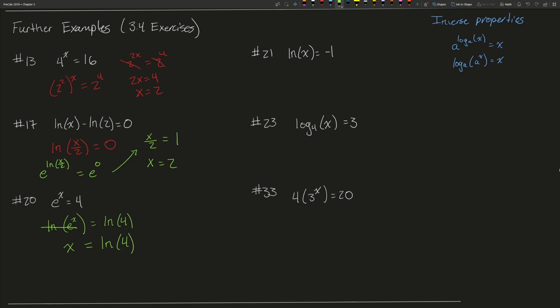Number 21, the natural log of x is equal to negative 1. In order to get rid of the natural log, we take everything as an exponent of e. So if we write that, we get e to the power of ln of x is equal to e to the power of negative 1. This e and the natural log cancel, so x will equal 1 over e.